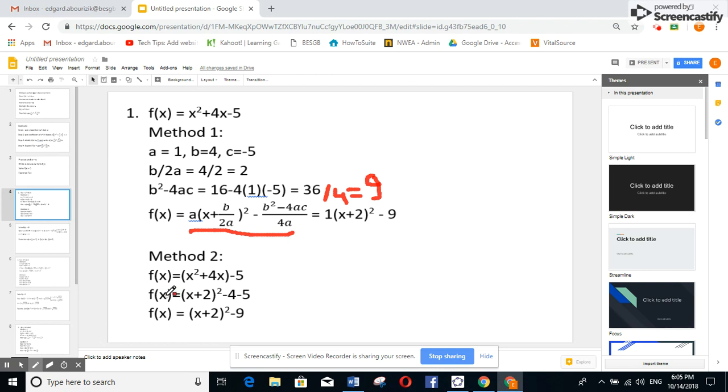Method 2, first step: we take the x terms together. We put the coefficient of x squared in factor, but since we don't have a coefficient of x squared, it's 1, so in this step we omit it. Once we put x squared in factor, we take the coefficient of x, which is 4, like we did here, b over 2a. We divide 4 by 2, which is 2.